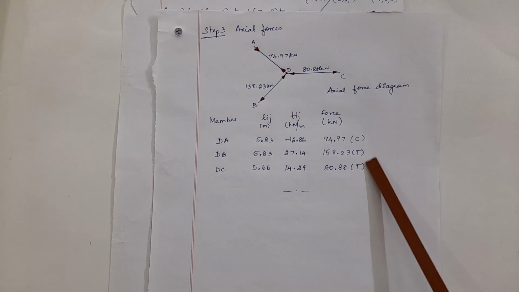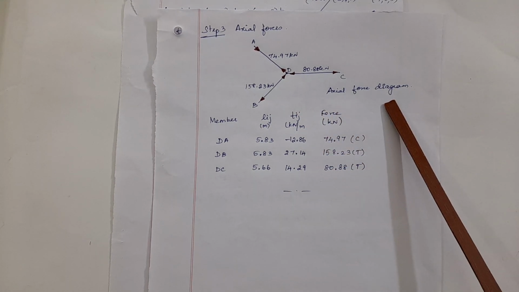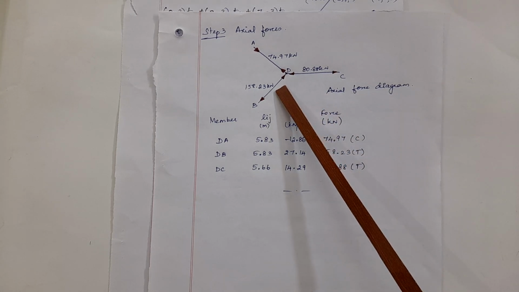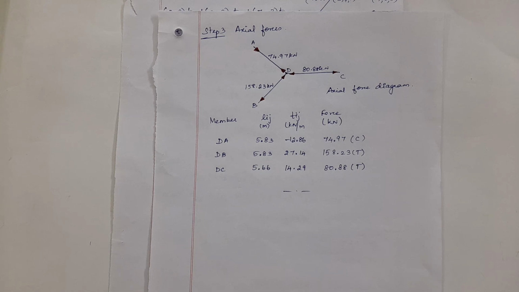So numerically we have calculated and pictorially represented in the form of an axial force diagram. I have shown the directions as well as the magnitude of the forces. So we have seen how the axial forces in the legs of the tripod can be determined by the method of tension coefficient.